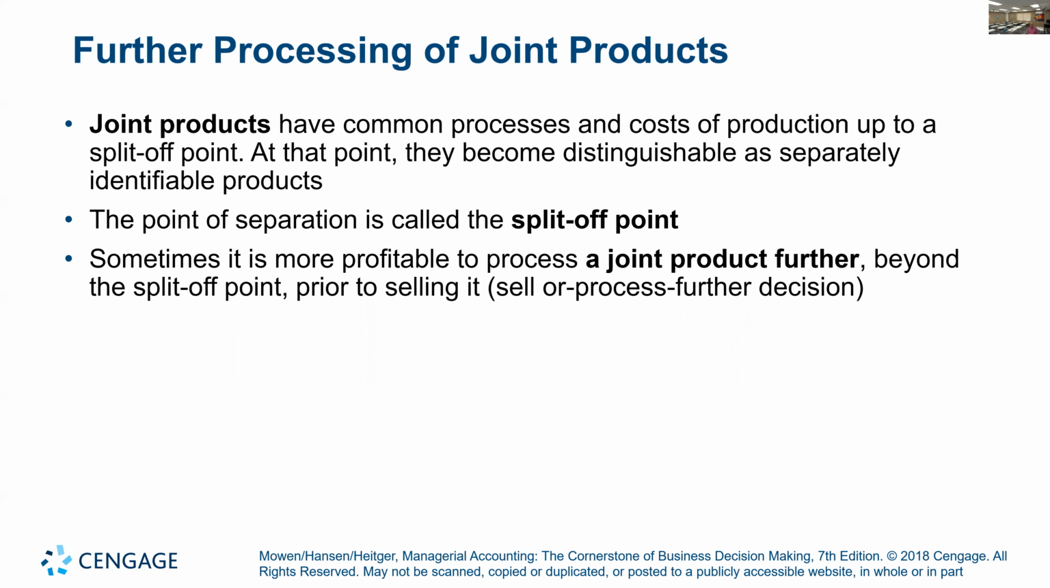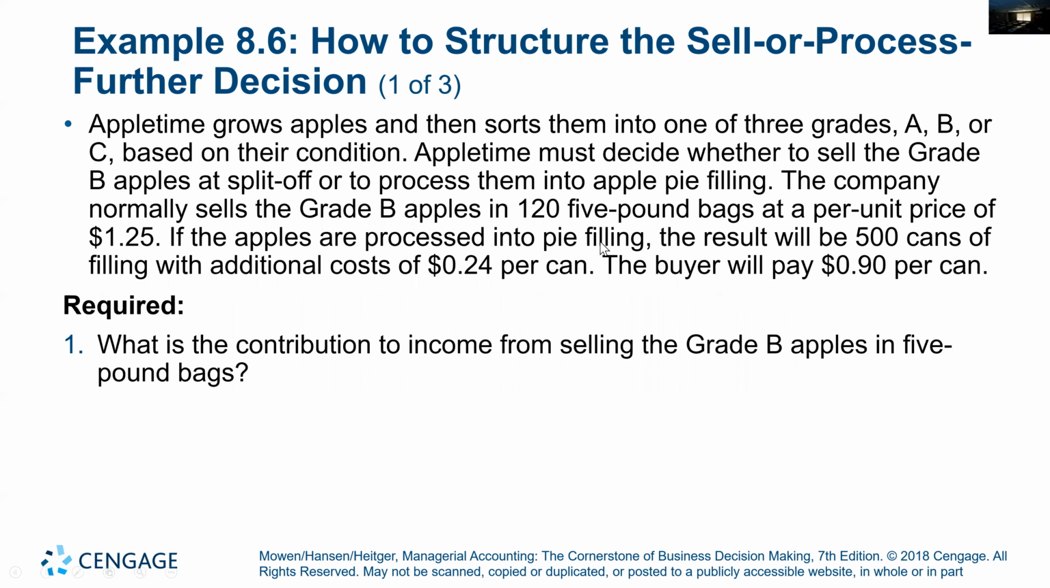Finally, joint products. Joint products is, like I said before, maybe milk, and then you're going to make it into butter. But you come to a split-off point where we can either sell it now or we can process it further. So here we have an example of that. We grow apples. We have A, B, or C apples based on their condition. The grade B apples can be sold, or we can make them into apple pie filling.